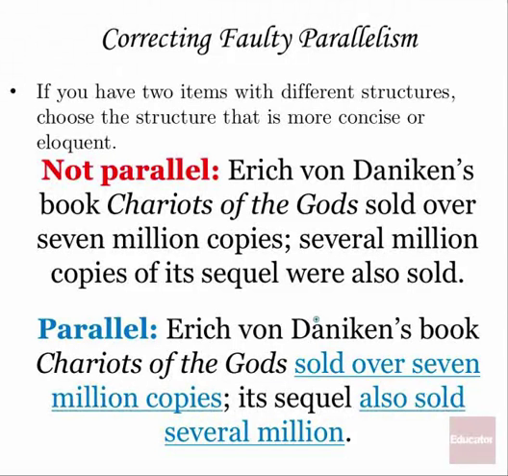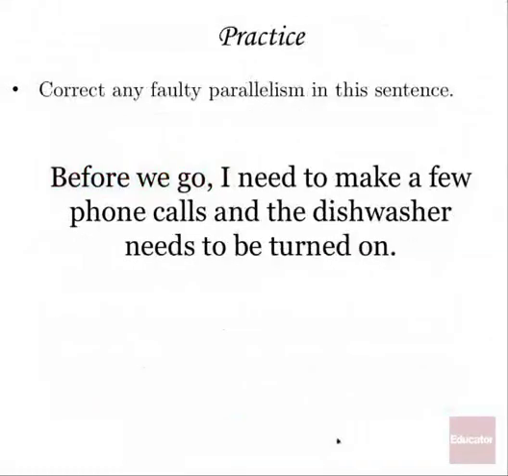So, we look at the two structures, and "Erich von Daniken's book, Chariots of the Gods, sold over 7 million copies." Well, that's pretty strong. Book did this. Nice active voice. This one is in the passive voice. The copies were sold. So we use the active voice for both because, as we remember from our active and passive voice lesson, the active voice is more dynamic. So we say "its sequel also sold several million." Both in the active voice, both clear and memorable.